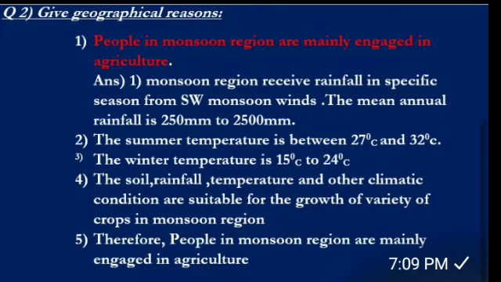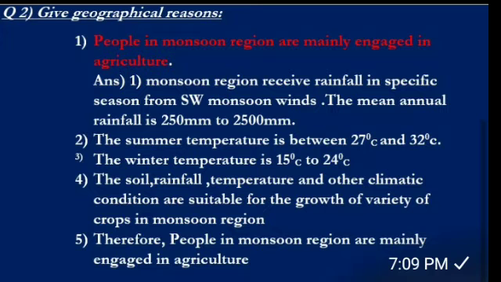First we are starting with give geographical reason. In that, first is people in the monsoon region are mainly engaged in agriculture. See, just now we have learned this. Let's see the answer. The monsoon region receives rainfall in a specific season from southwest monsoon winds. The mean annual rainfall in the monsoon region is 250 mm to 2500 mm.